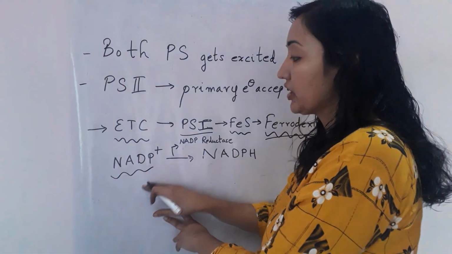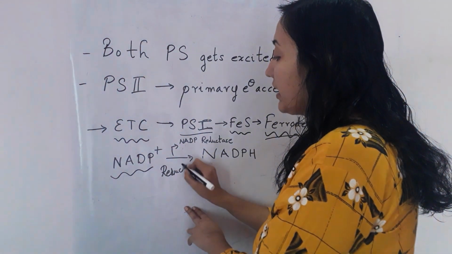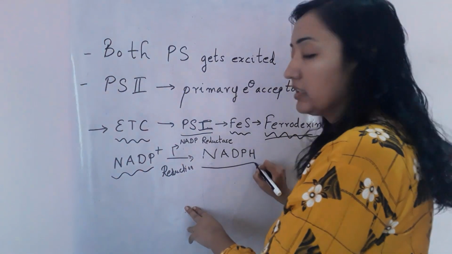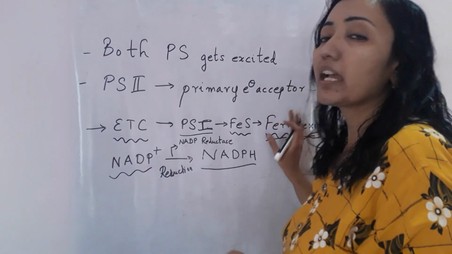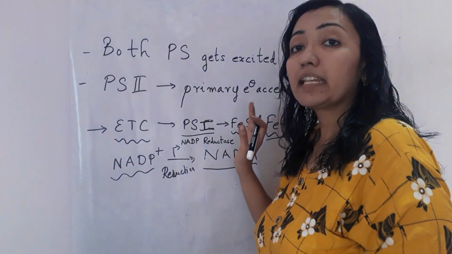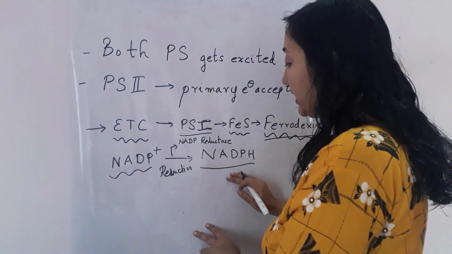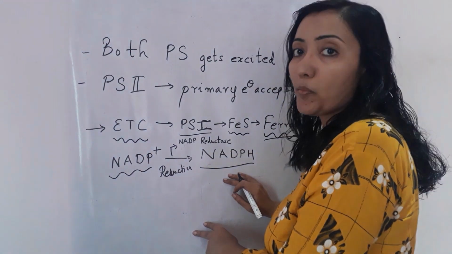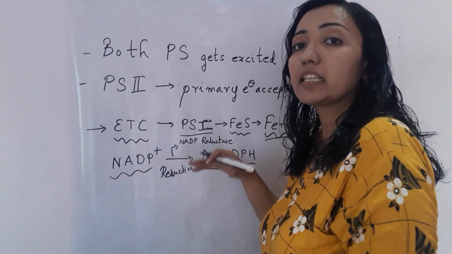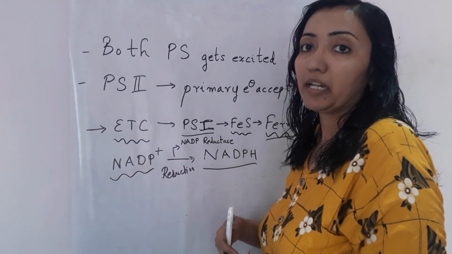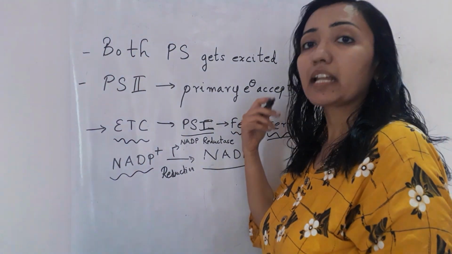NADP+ is electron deficient, and here reduction takes place and NADPH is formed. The formation of NADPH takes place in the stroma, but all this reaction is carried forward in the thylakoid membrane. Only the formation of NADPH takes place in the stroma of the chloroplast, and the rest of the reactions take place in the thylakoid membrane, in the granum thylakoid.